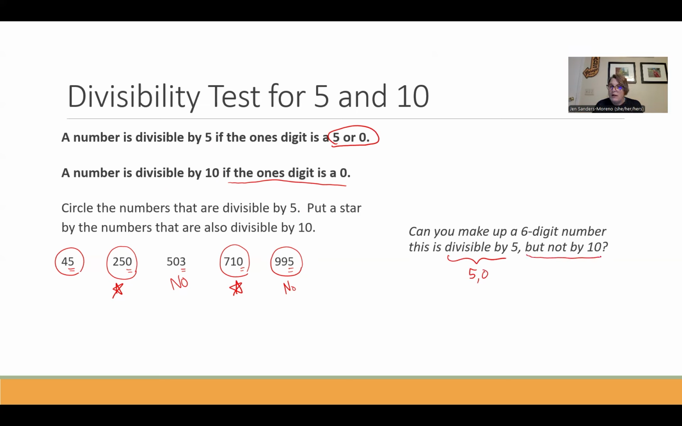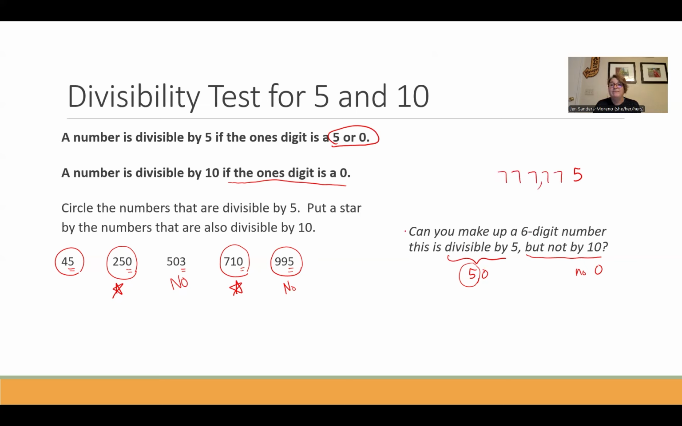But if we don't want it to be divisible by 10, then we don't want a 0. So that means that our only choice is to have a 5 in the ones digit. Okay. What do we write in the other 5 spots? Anything you want. You could write 7, 7, 7, 7, 7.